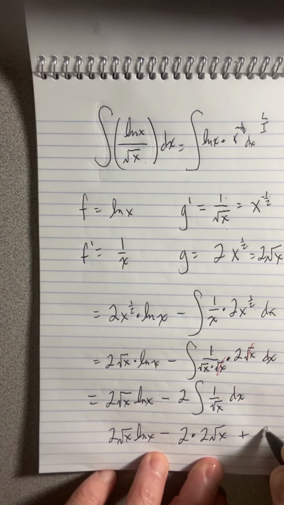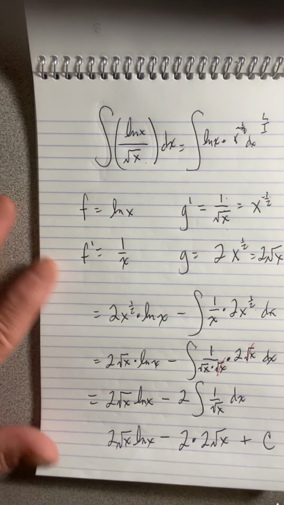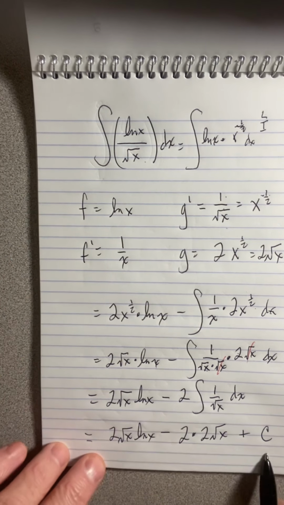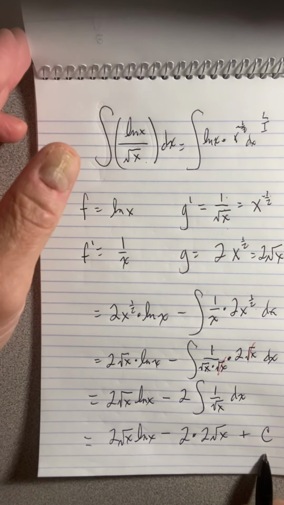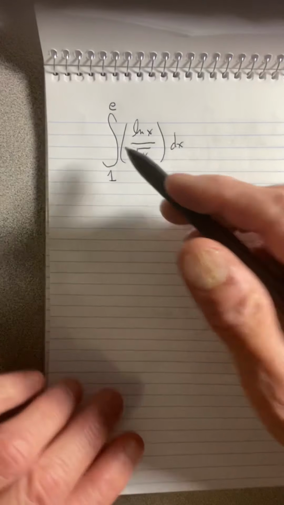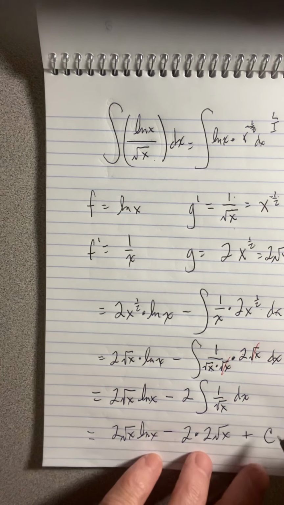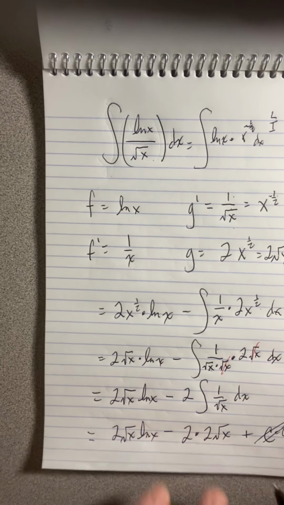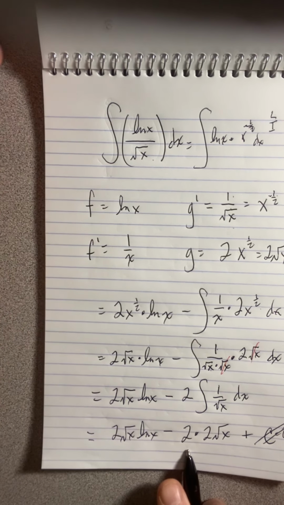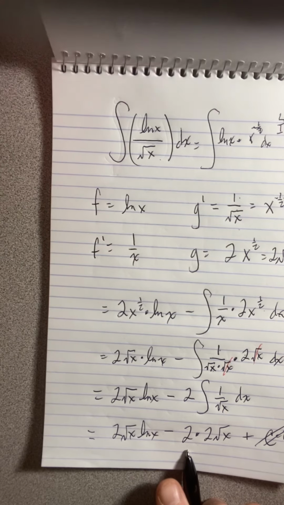Don't forget your plus c, except that the whole reason why we went and got this antiderivative is so that we could do a definite integral. So you can do the definite integral with any antiderivative. So I'm just going to let c be 0, and that's gone. So here's our antiderivative. Let's go back to the other problem.